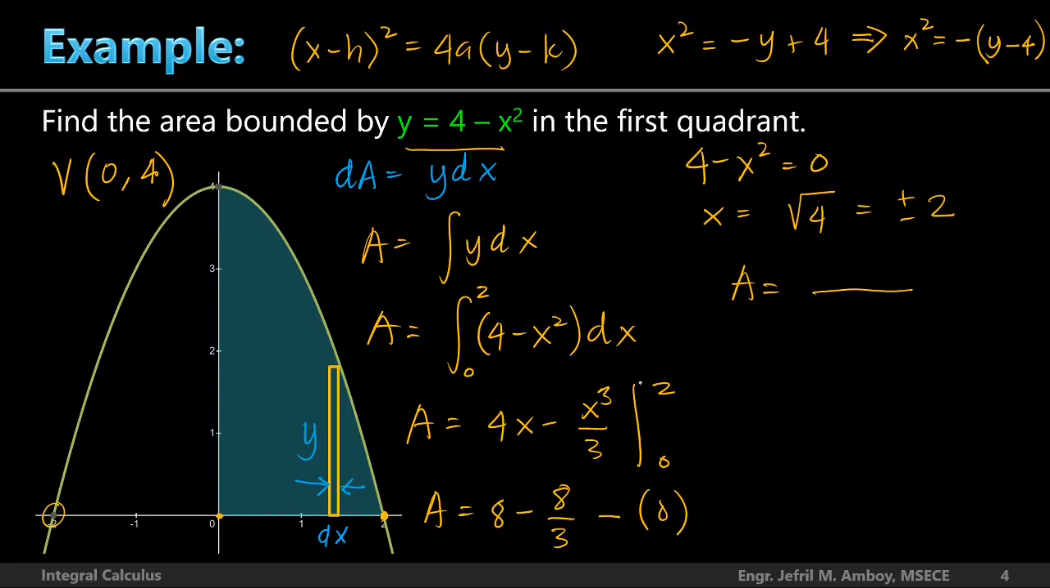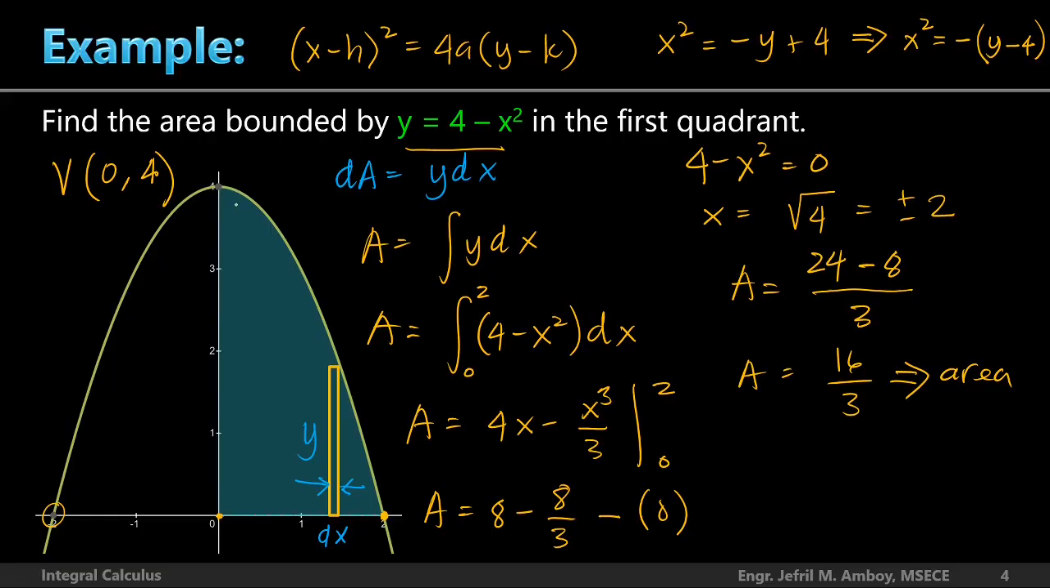Okay, this can be written as, of course, our common denominator is 3. And here, we will have 24 minus 8. So 24 minus 8 is 16 and then over 3. So this is now our area. So the area of this green region is 16 over 3 square units. O, diba? Simple lang.